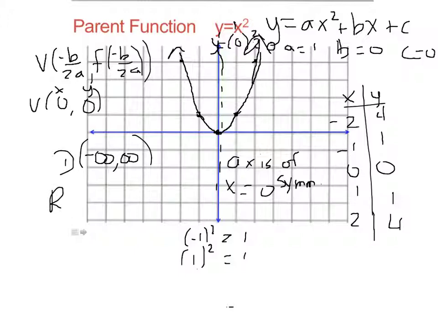And so range is based on the vertex, the closure of where it starts, and then which direction it's going, depending on whether it's going to positive infinity or negative infinity. So 0 is where it stops. It starts at the vertex, and it's going to be closed at 0 and going upward, so it's going to positive infinity.